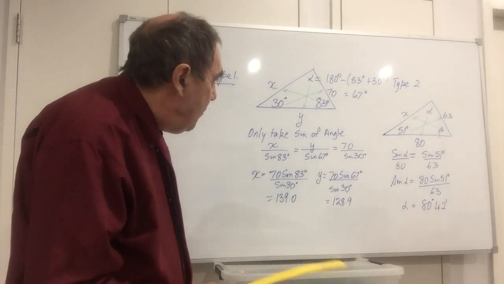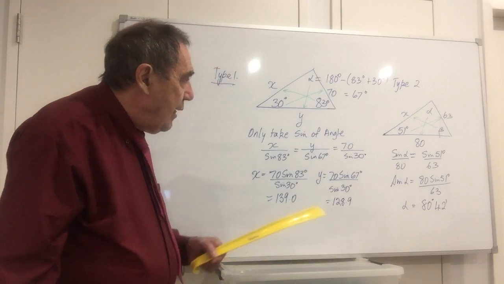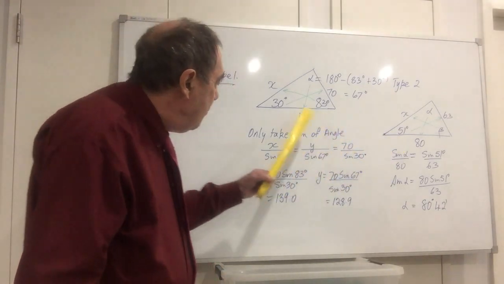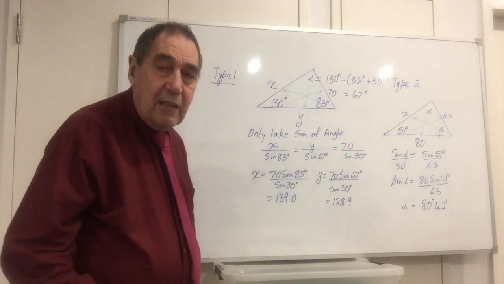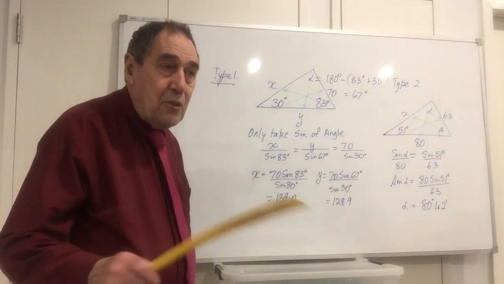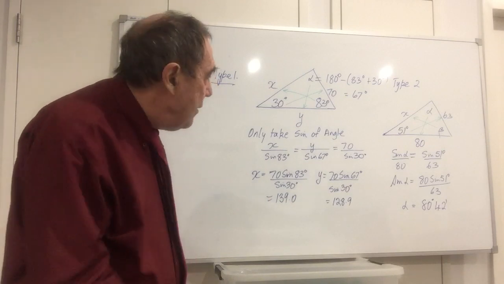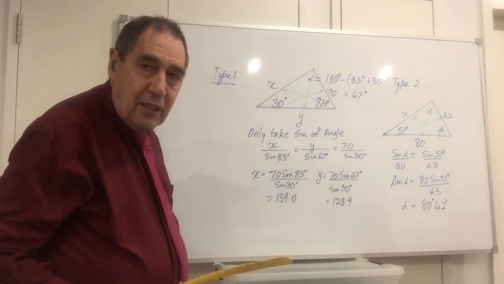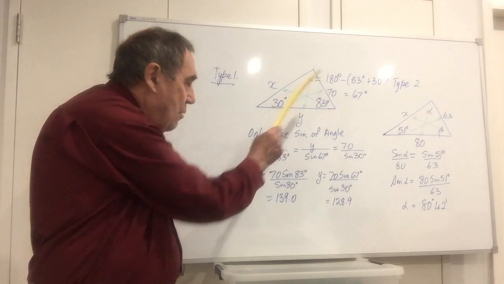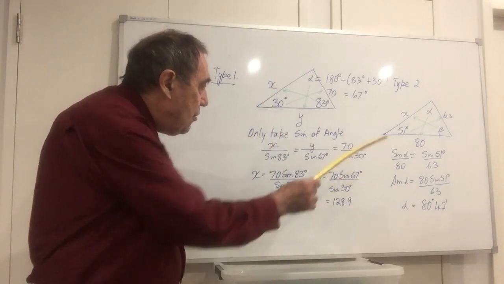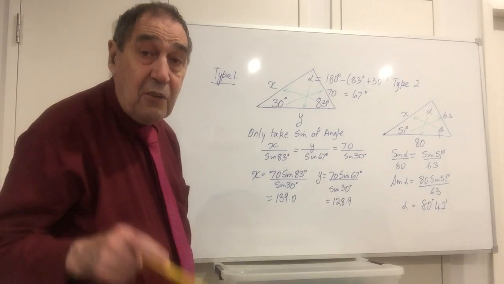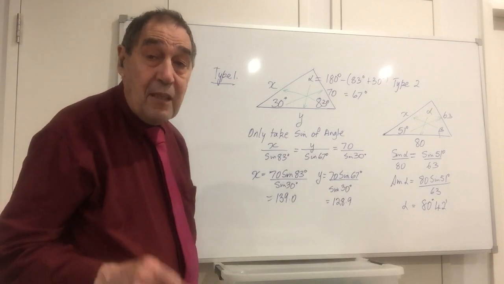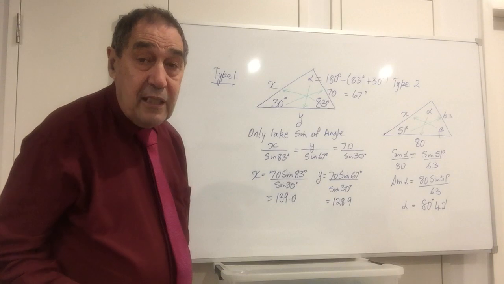The second type of the sine rule is when we have two sides. Over here we had two angles, but here we've got two sides. We're either going to have two sides and one angle, or two angles and one side. Type 1, we have two angles and one side, we find the remaining angle first. We've got two sides and one angle, we find a second angle first. So in both cases, the first step is to find an angle.